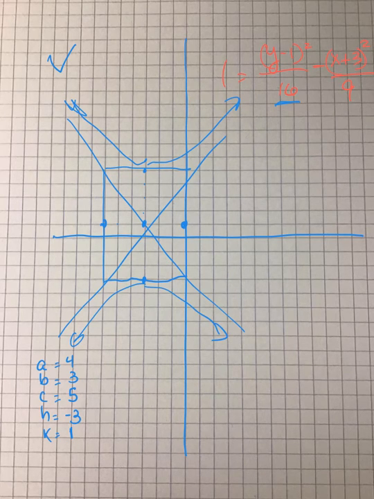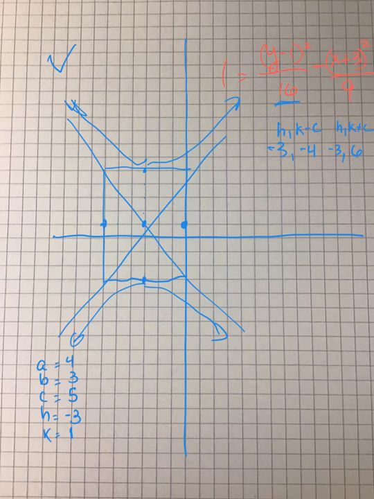And now we just have to find the foci. The foci in a vertical are (h, k minus c) and (h, k plus c). So h is negative 3, and k minus c is 1 minus 5, which is negative 4.